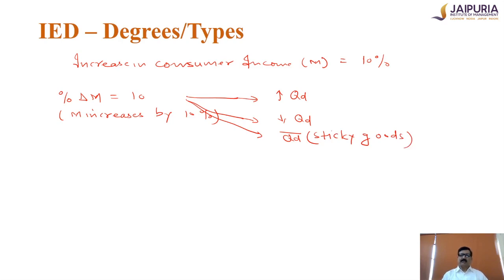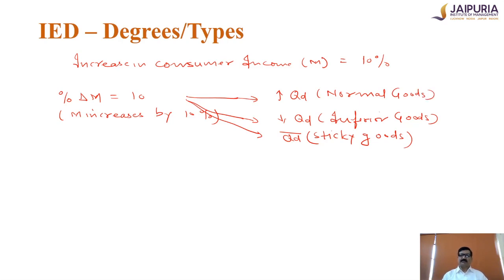Sticky goods are those goods in case of which income does not impact the size of consumption, or consumption of sticky goods is independent of consumer income. If there is any change in consumer income, consumption of sticky goods is not going to change. Then there may be some goods in case of which quantity demanded may decrease as a result of increase in consumer income. Such goods are known as inferior goods. And there are certain goods whose quantity demanded will increase as a result of increase in consumer income. Such goods are known as normal goods.